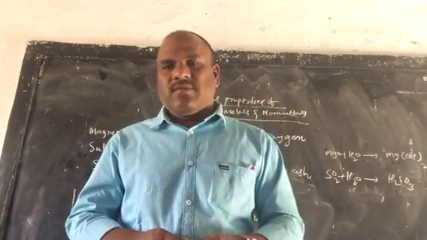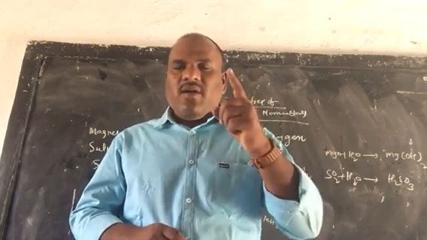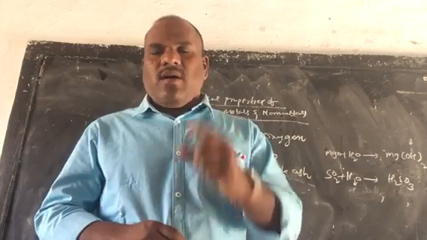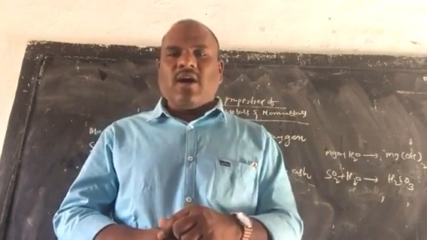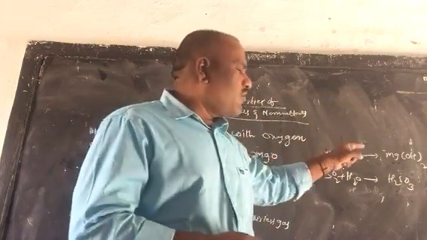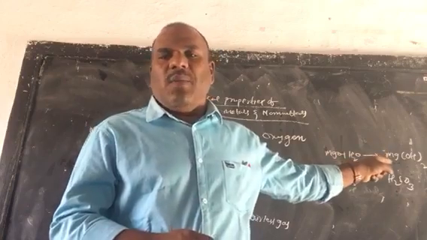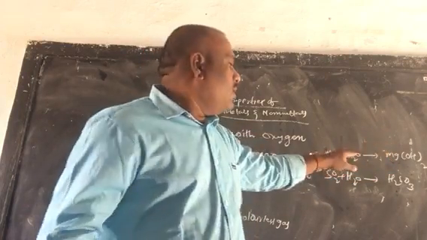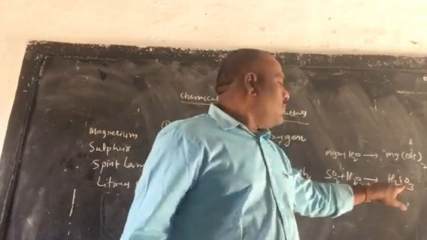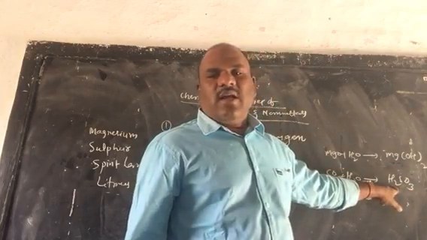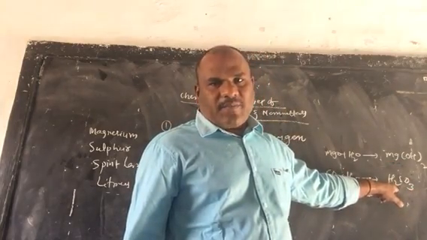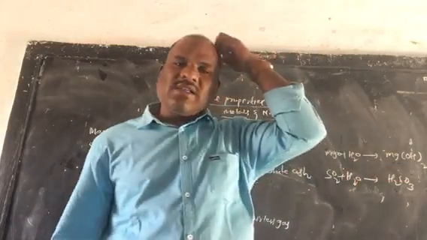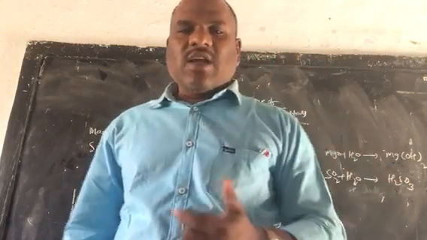Also, if you test with a litmus paper, we come to know the nature of the solutions formed here, magnesium hydroxide and sulfurous acid. My dear children, magnesium hydroxide is basic in nature and sulfurous acid is acidic in nature. Like this, we can test magnesium and sulfur.